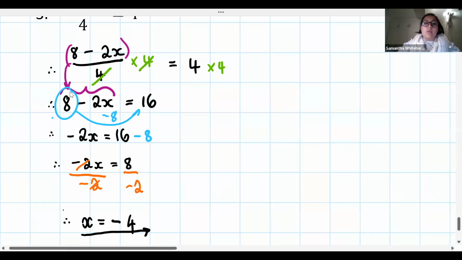So again, we didn't want the positive 8. We brought it over. It became minus 8. 16 minus 8 is 8. I need to get rid of the negative 2 in front of the x. So I need to divide both sides by negative 2. And so I have negative 4 as my answer. Negative 4, because a positive 8 divided by a negative 2 is a negative answer.